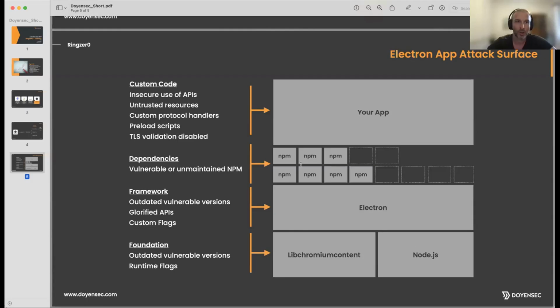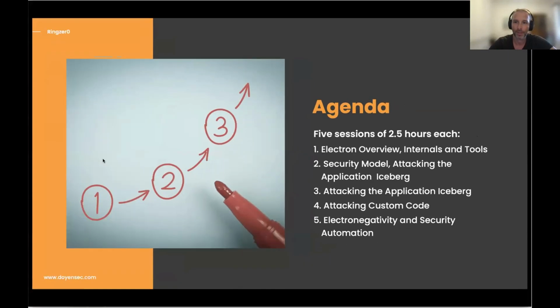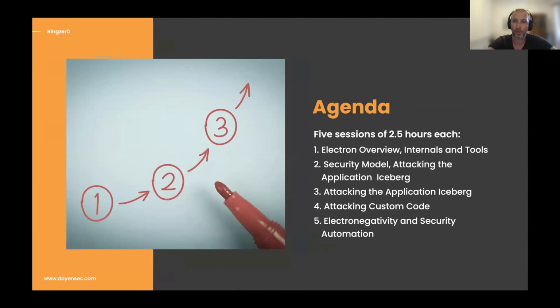So let me share my screen and show you a bit of the plan for the training and for today. The training will cover everything you basically need to know around ElectronJS security. We'll start with the Electron overview and then talk about internals. We'll go very deep on how Electron works, to the point that we will be understanding the IPC and the deep internals of the framework. And that's basically day one.